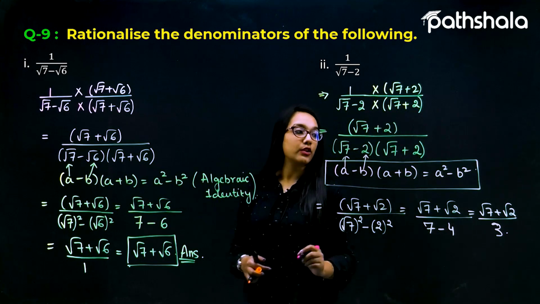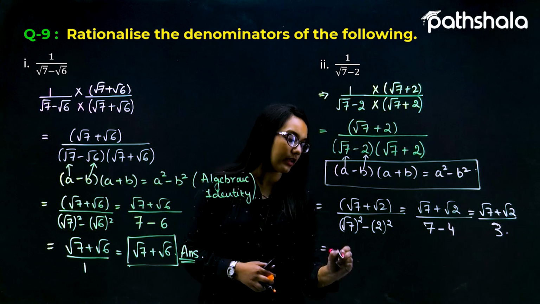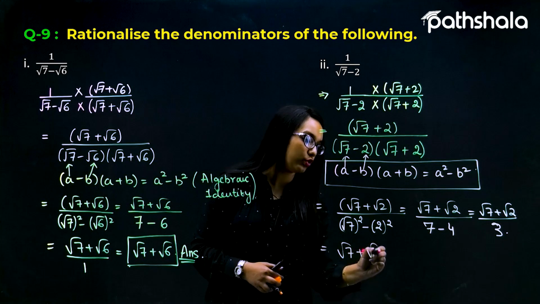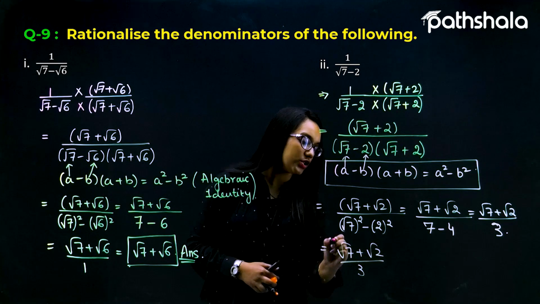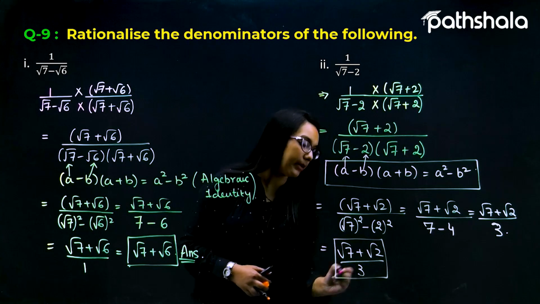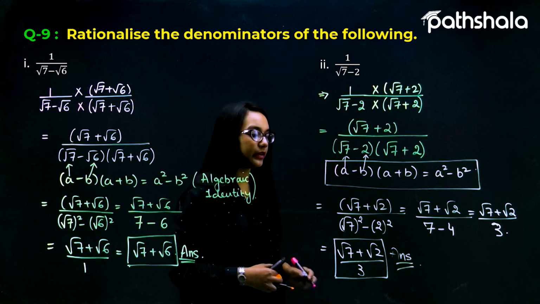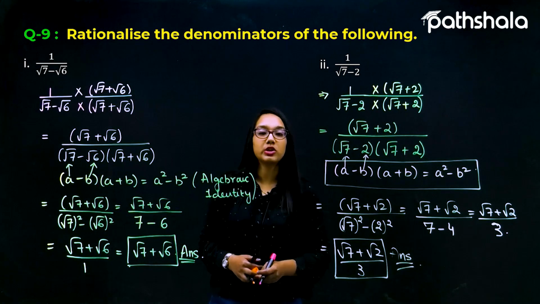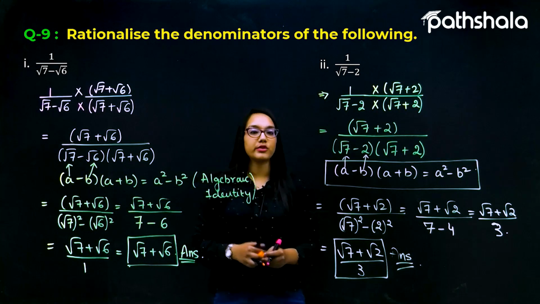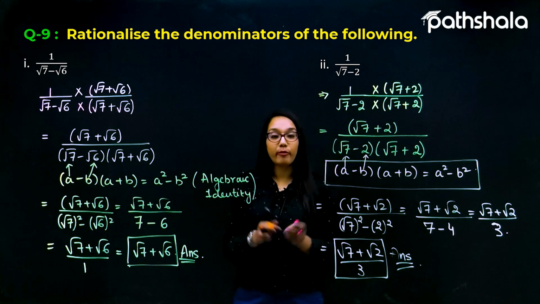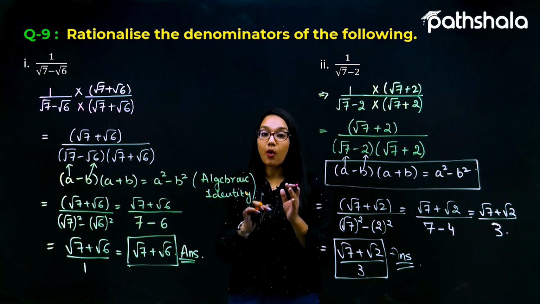So the answer is root 7 plus 2 divided by 3. This is the rationalization of the denominator of the p by q form, 1 by root 7 minus 2. I hope the solutions of both these questions are clear to you.